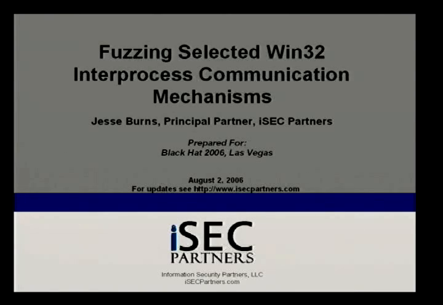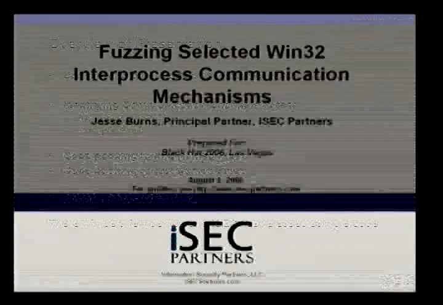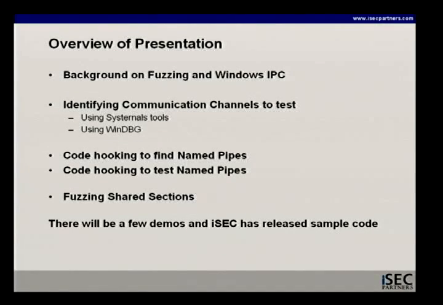I'm going to talk today about fuzzing selected Win32 interprocess communication mechanisms. I'm going to focus on just a few of them because there's a huge number. And what a Win32 IPC mechanism is, is one of the things I'll cover, but I'm looking more at things that are specific to Windows programming, not Berkeley sockets type stuff.